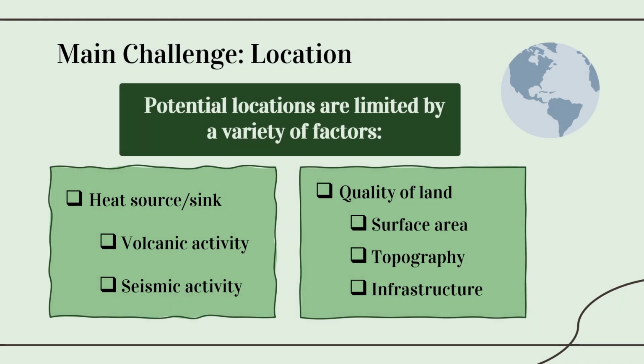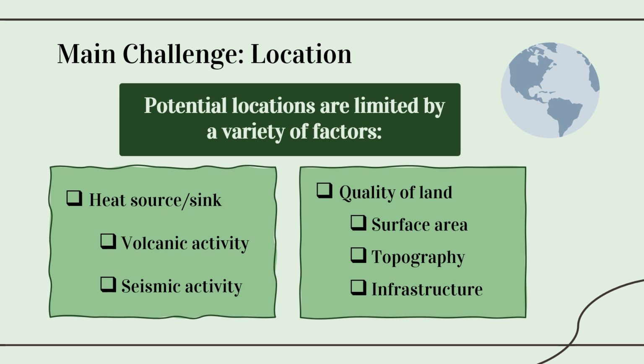First, we are going to discuss challenges with location. There are very limited locations available for geothermal power plants caused by two main factors, as you can see here. The first factor is the need for a heat source or sink. This is where the change in thermal energy, as discussed previously, comes from, so the heat source or sink is necessary for the construction of a geothermal plant. These can be found near areas with volcanic and seismic activity.